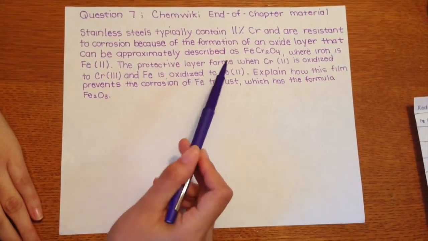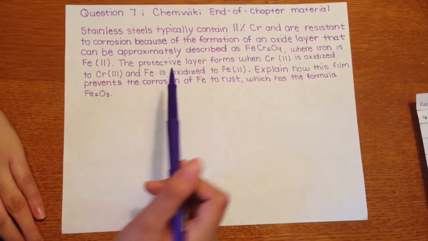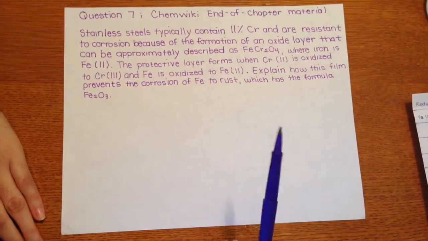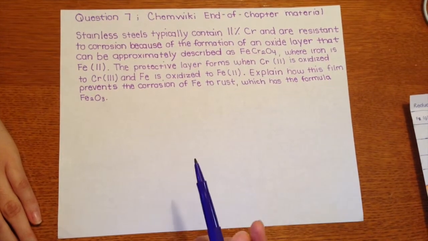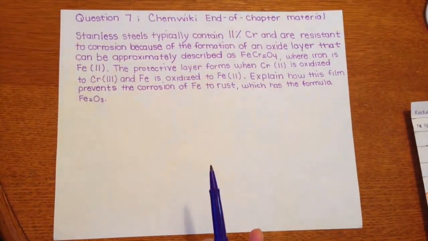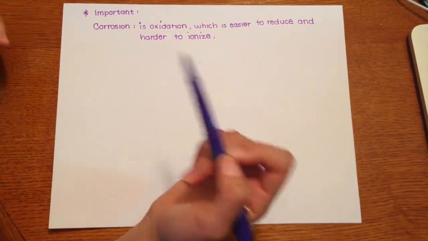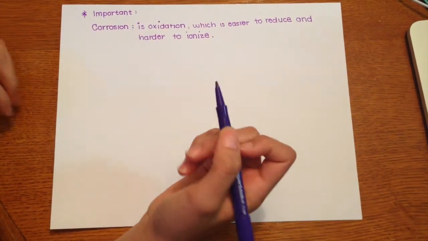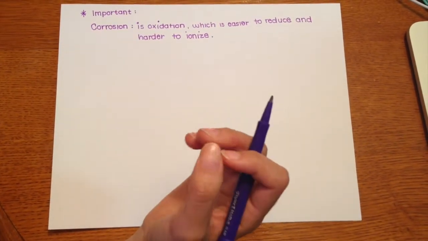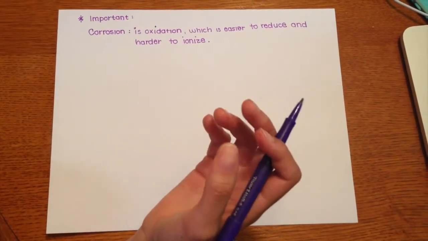The protective layer forms when Cr2+ is oxidized to Cr3+, and Fe is oxidized to Fe2+. Explain how this film prevents the corrosion of Fe to rust, which has the formula Fe2O3. It is important to know that corrosion is oxidation, which is easier to reduce and harder to ionize. So based on the question, I have to explain how this film prevents iron from rusting.